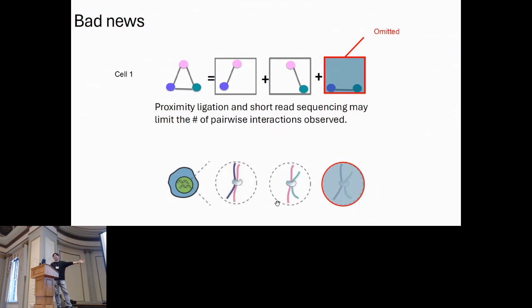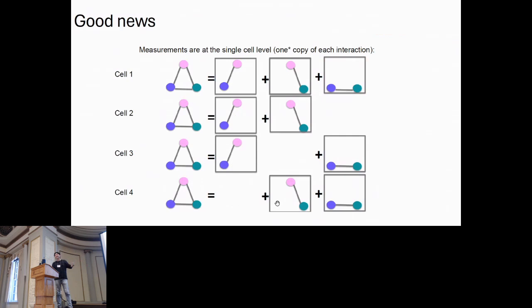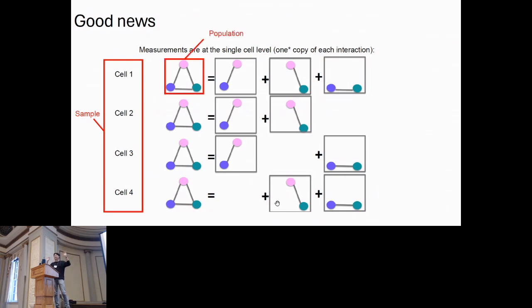That's like bad news. But as a statistician, there's also good news. We can observe this across cells. These can be considered as samples, and we can actually infer what's happening at the population level in the true sense.